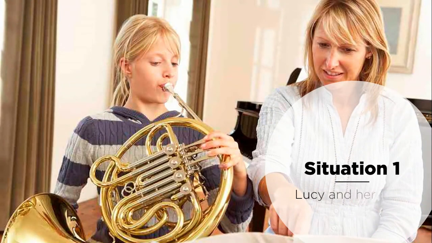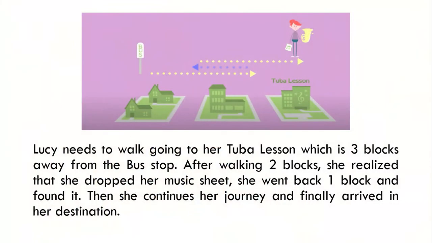Situation 1 is all about Lucy and her tuba lessons. Lucy needs to walk to her tuba lesson, which is 3 blocks away from the bus stop. After walking 2 blocks, she realized that she dropped her music sheet. So she went back, which is the blue indicator here, and found it. Then she continues her journey and finally arrived at her destination.